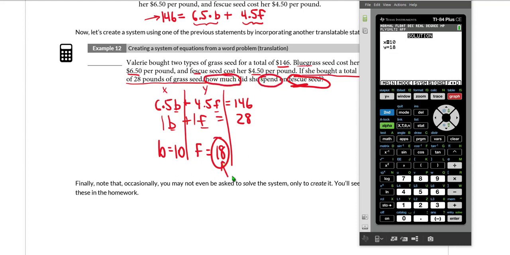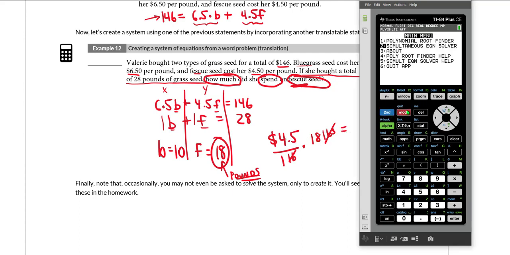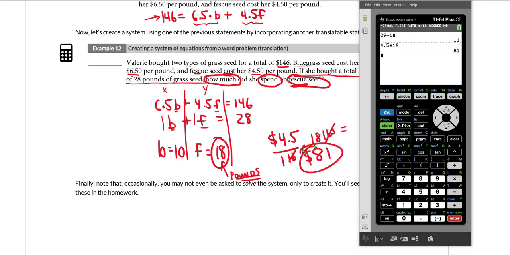This 18 represents the number of pounds of fescue. So we have to be careful here. What we then have to do is 4.5 per 1 pound of fescue times 18 pounds of fescue, which means the total that she spent on the fescue here is going to be 4.5 times 18, and we get $81. $81. That's how much she spent on fescue.